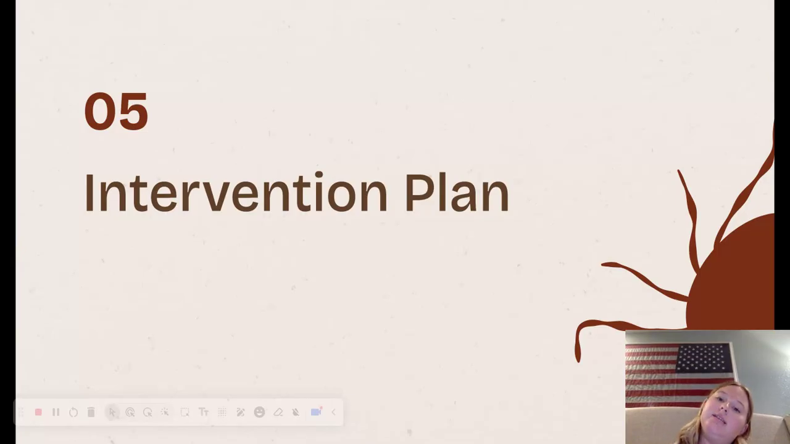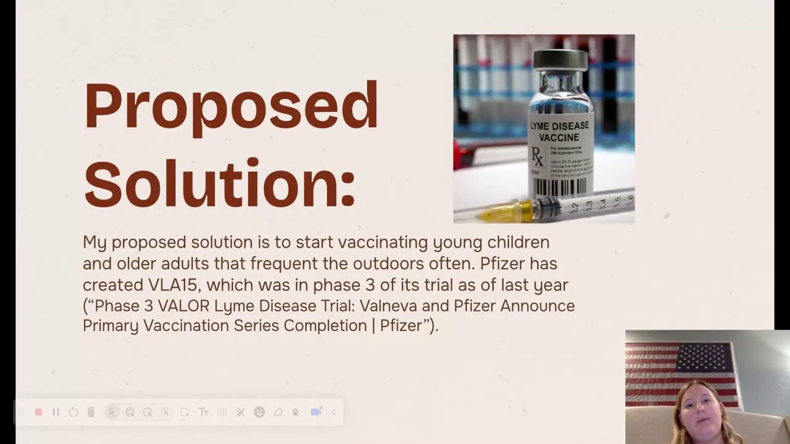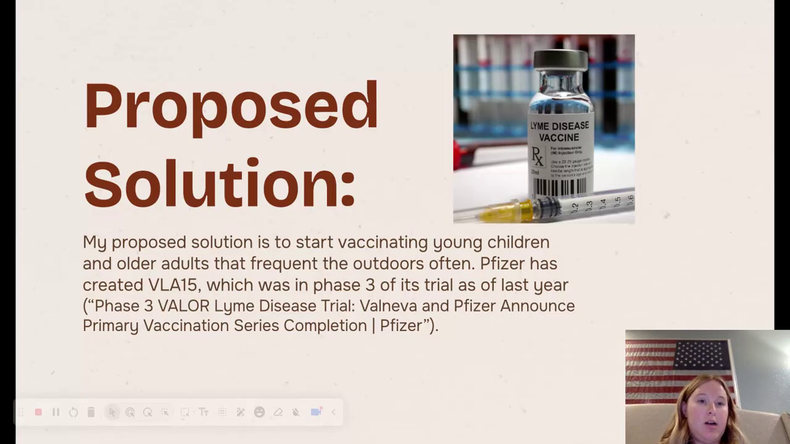Lastly, I will be discussing my intervention plan that I have proposed. My proposed solution is a vaccination program that targets young children and older adults, since these are the groups that are at higher risk for contracting Lyme disease due to how much time they spend outdoors.